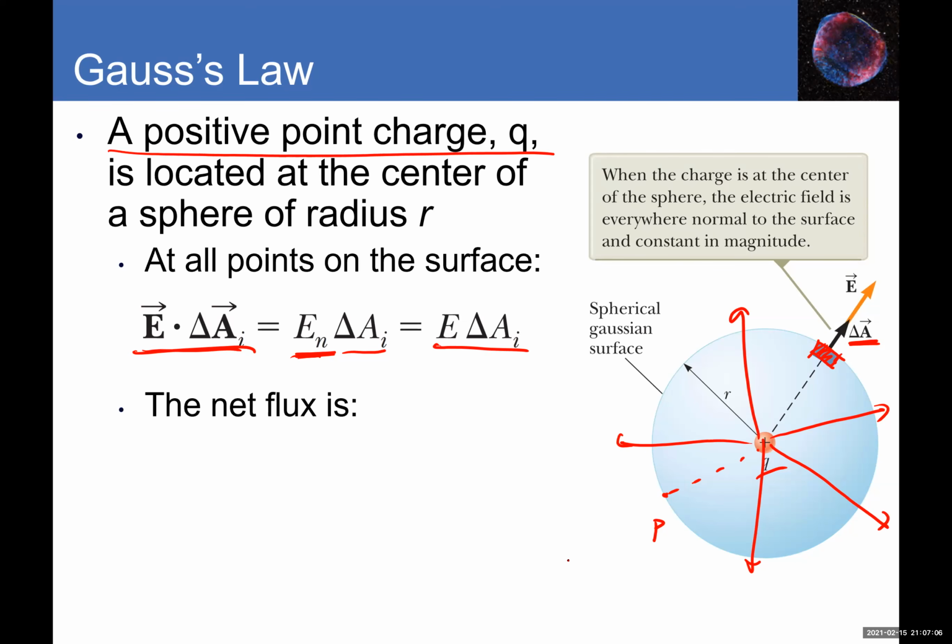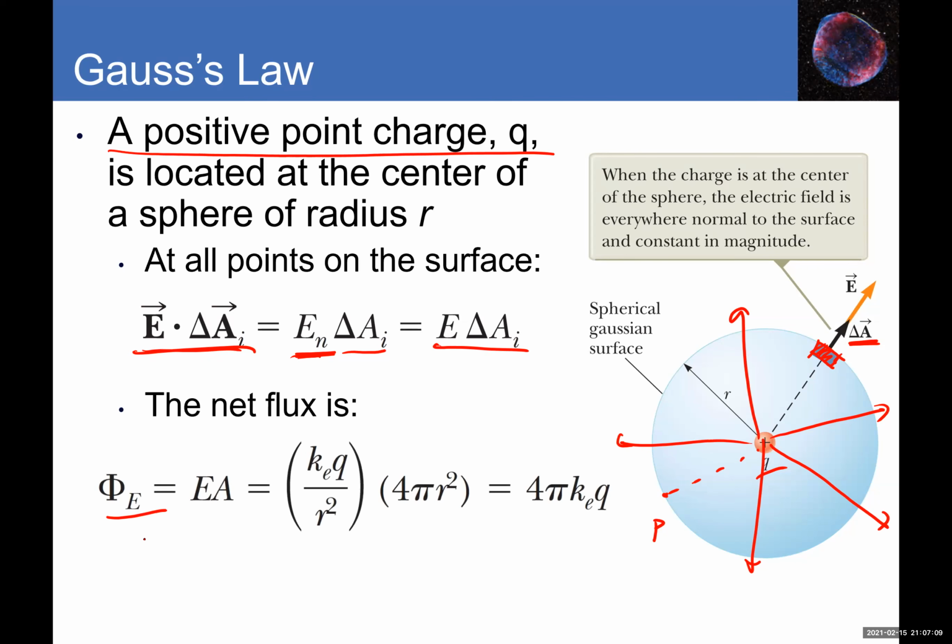The net flux will be E times A for that small element surface. Then I have another one, and another one, and another one. If I add them all together, this becomes E at surface 1 times delta A1, plus E at surface 2 times delta A2. When I factor out E, since E is the same for all of them, it becomes the sum of those small elements of delta A, which added together gives you nothing but the total surface area A.